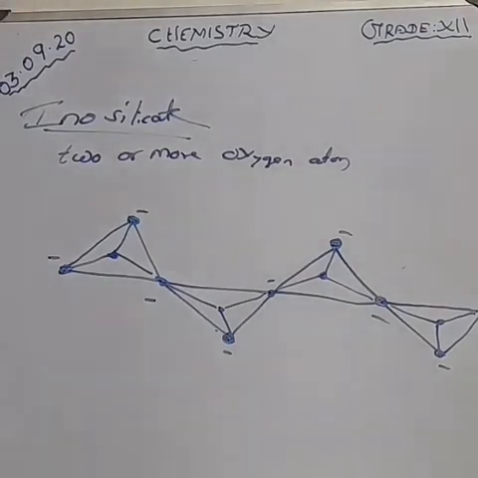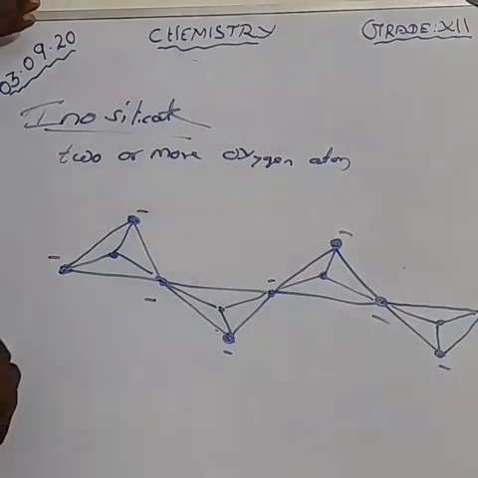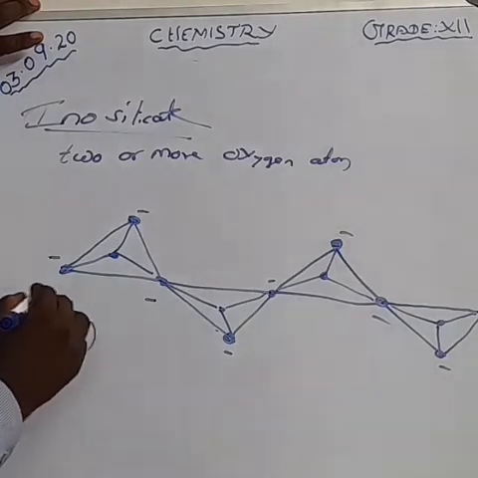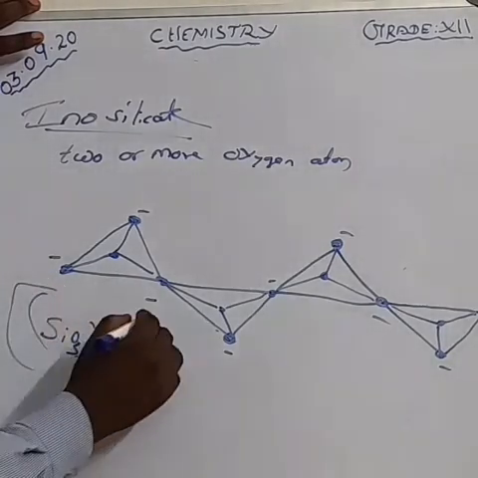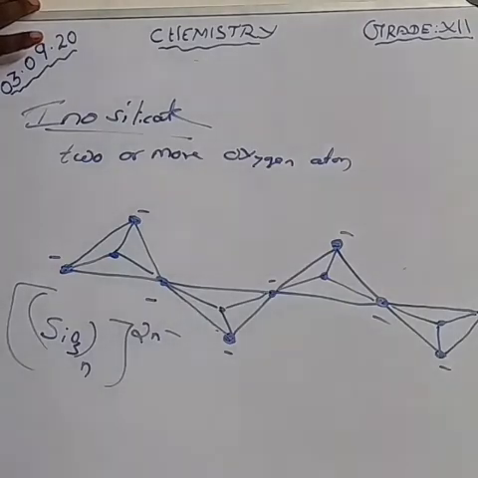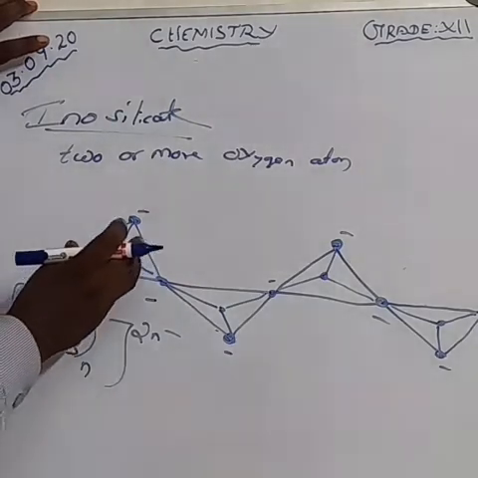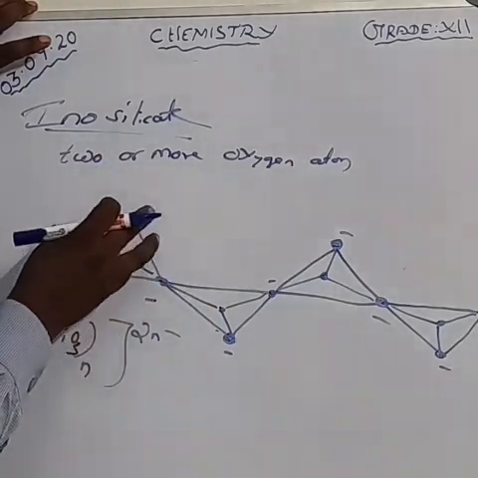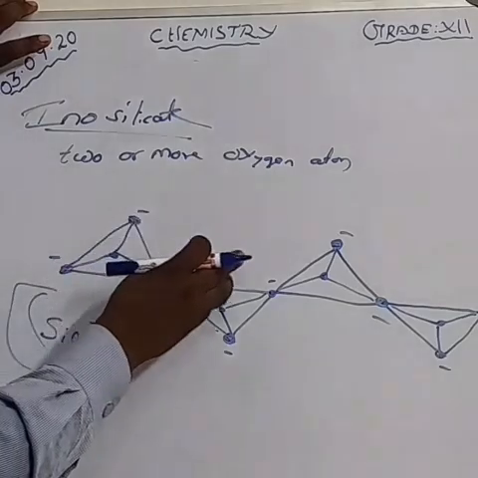Can you draw this diagram? Structure of chain silicate. For the chain silicate, the formula is SiO3 n, with 2n minus charge. n is the number of tetrahedral SiO4 units, which are SiO4 minus ions arranged linearly.